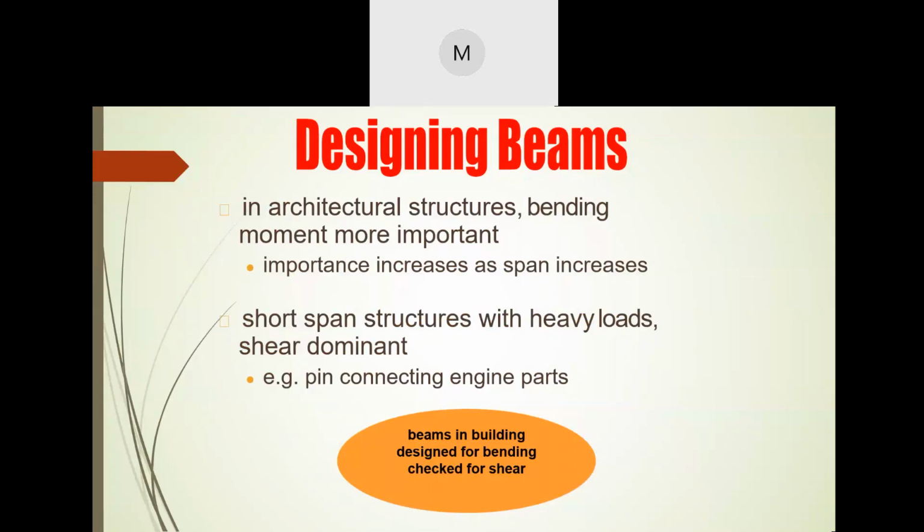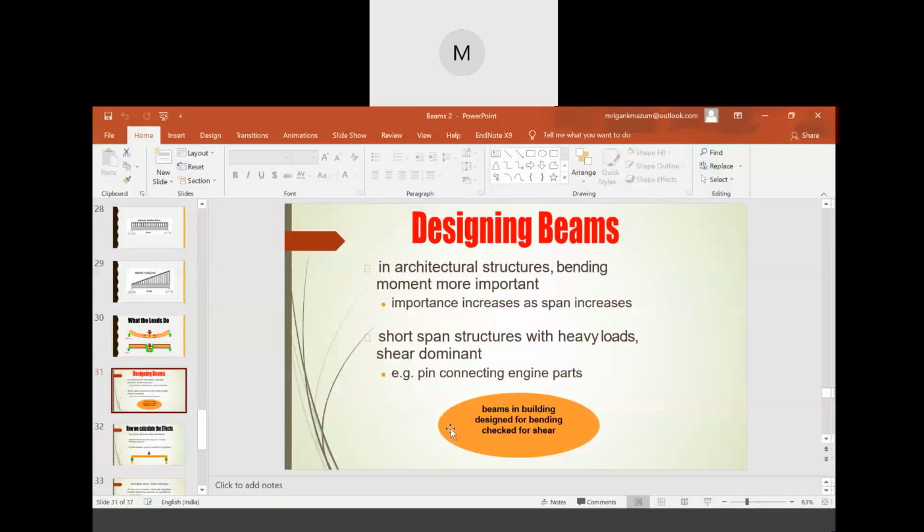Now, what is the importance of designing of buildings? The importance of designing a beam.